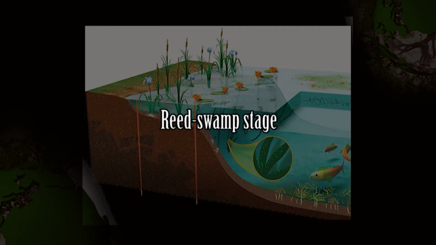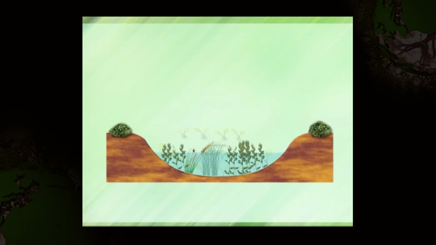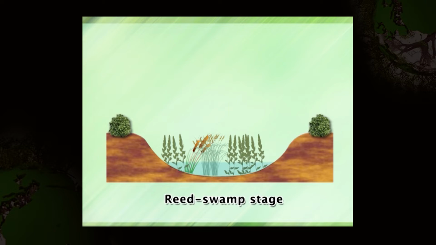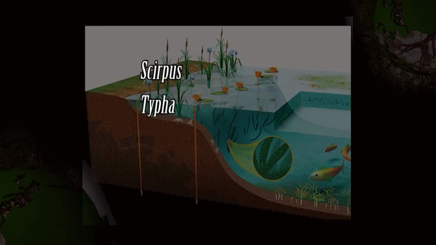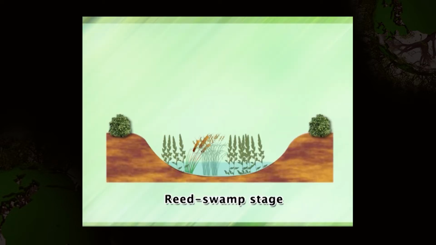This stage is then followed by reed swamp stage. This stage is also known as amphibious stage, as the plants of this community are rooted, but most parts of their shoots remain exposed to air. Species of Scirpus, Typha, Sagittaria and Phragmites, etc. are chief plants of this stage. The water level is very much reduced and becomes unsuitable for growth of these amphibious species.